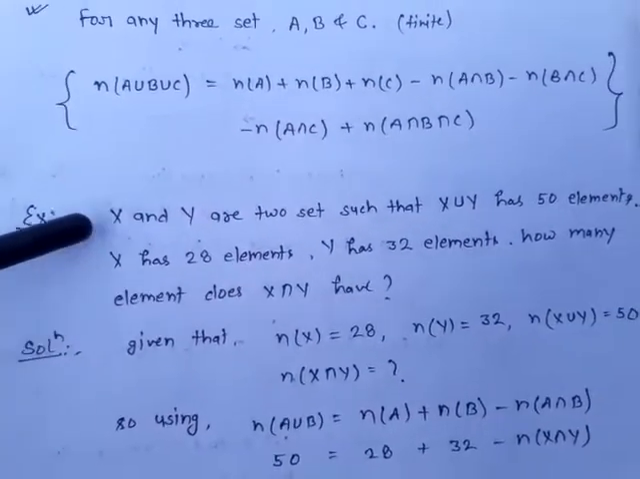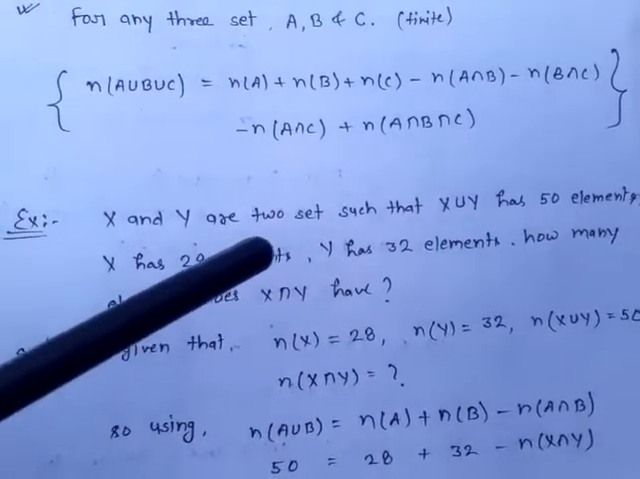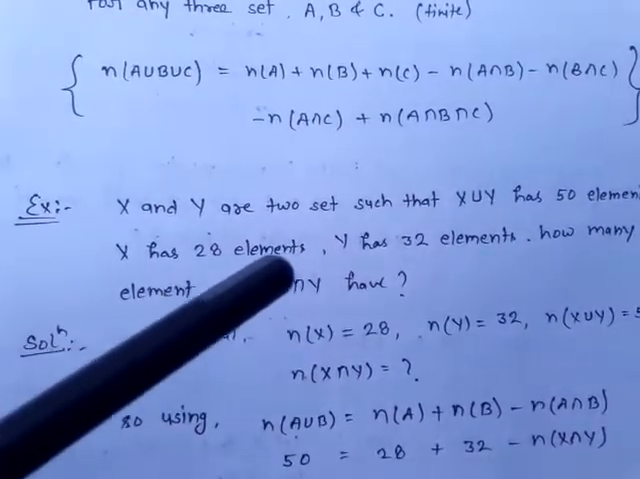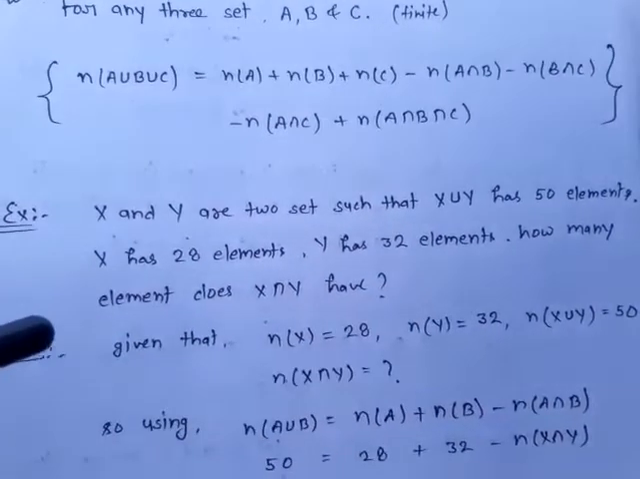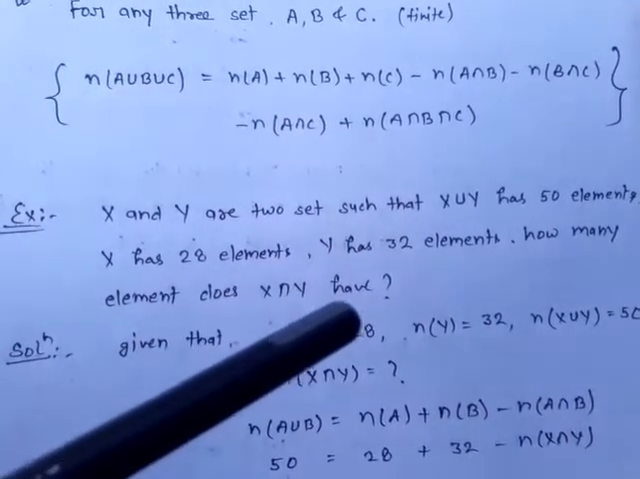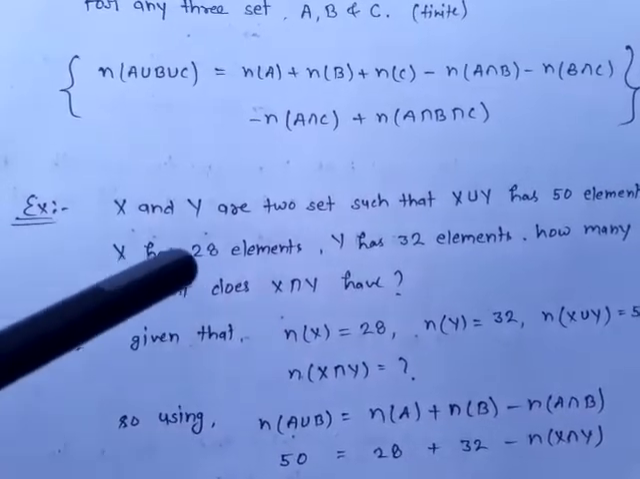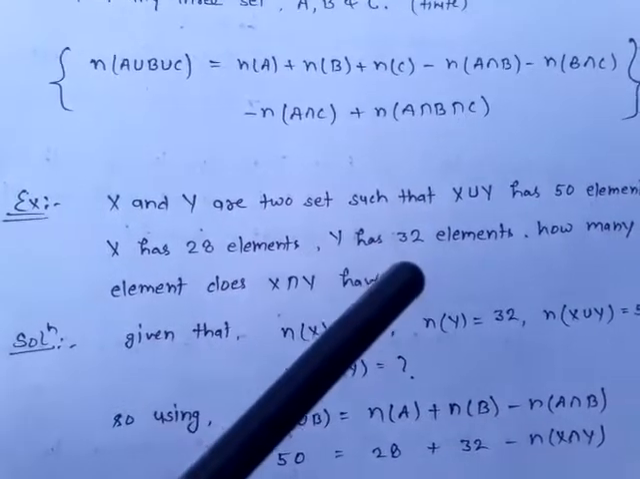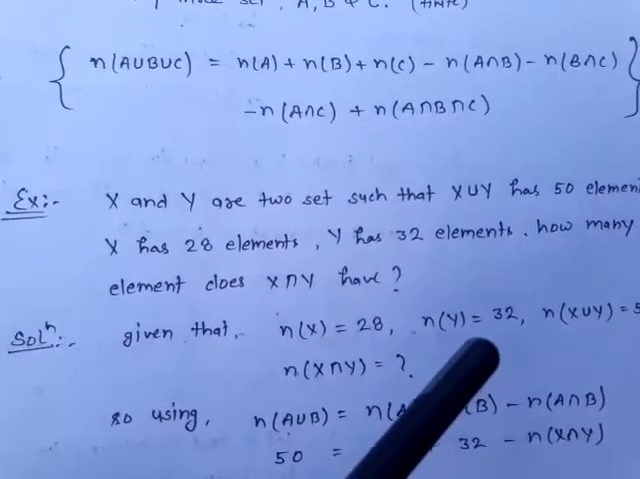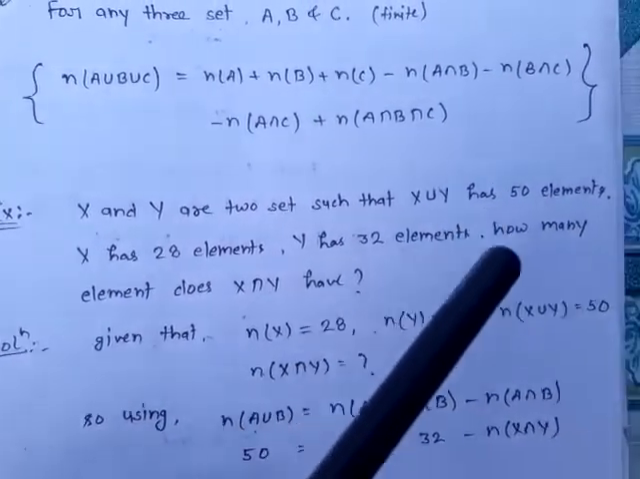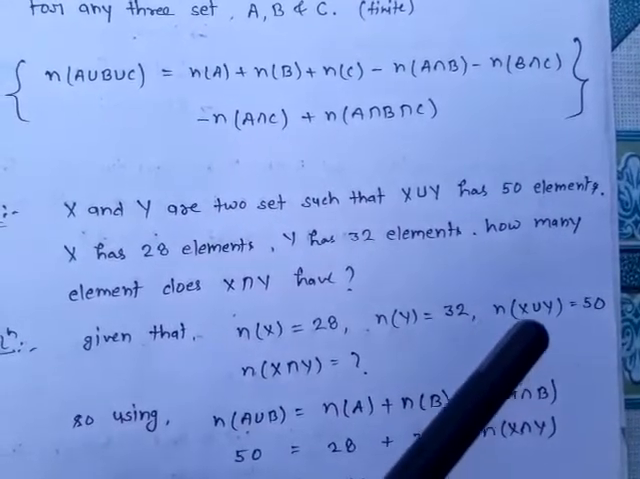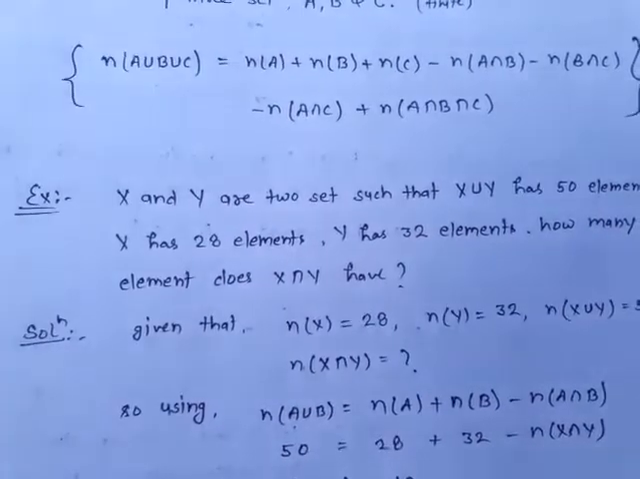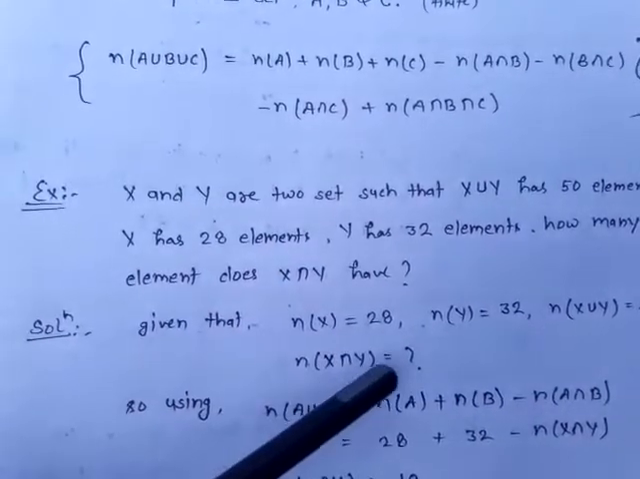One example: X and Y are two sets such that X union Y has 50 elements, X has 28 elements, and Y has 32 elements. How many elements does X intersection Y have? Given that X has 28 elements, we write n(X) is equal to 28. Y has 32 elements, written n(Y) is equal to 32. The union has 50, so we write n(X union Y) is equal to 50. How many elements does X intersection Y have? We write it as a question mark.